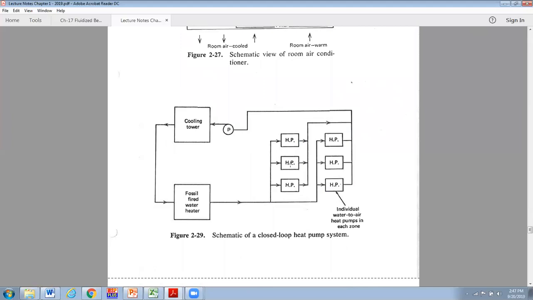Okay, I think I'm going to stop here. I don't want these videos to get too long, and so I'll be posting another one shortly, and we'll pick up here and discuss the operation not only of a single heat pump, but a heat pump loop.